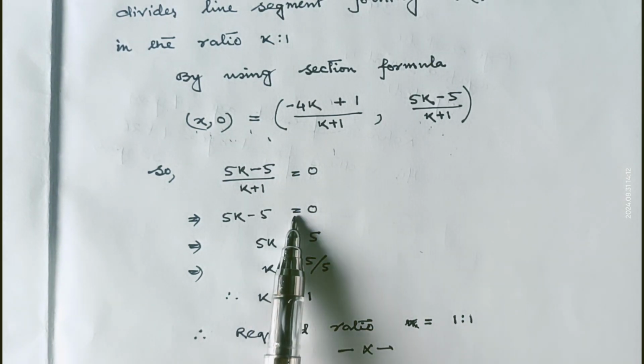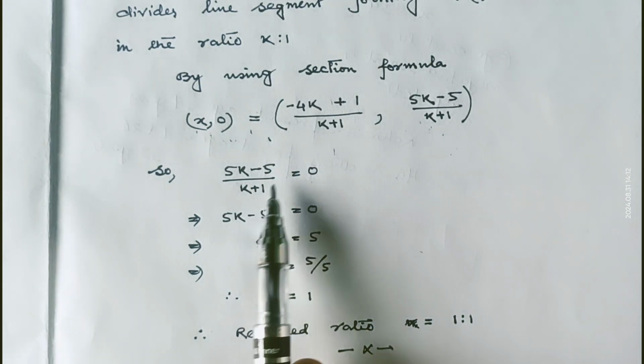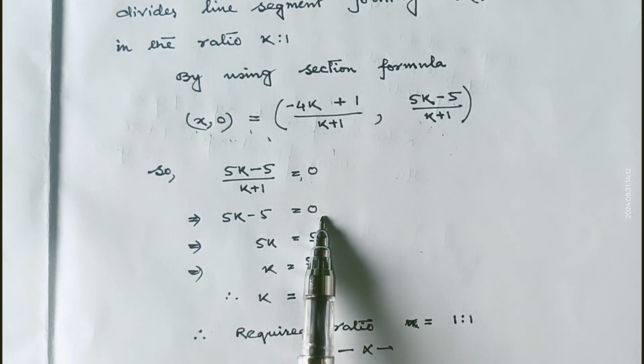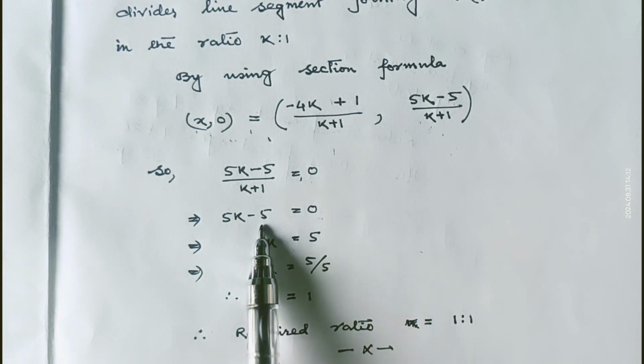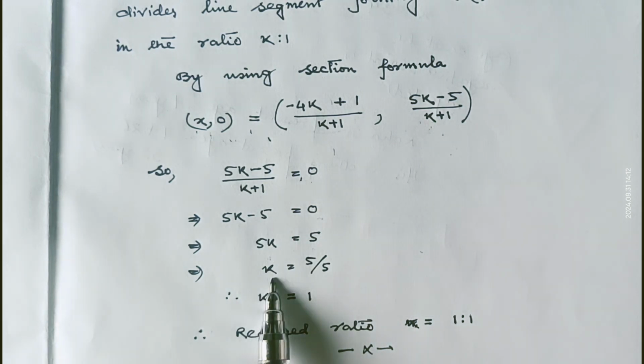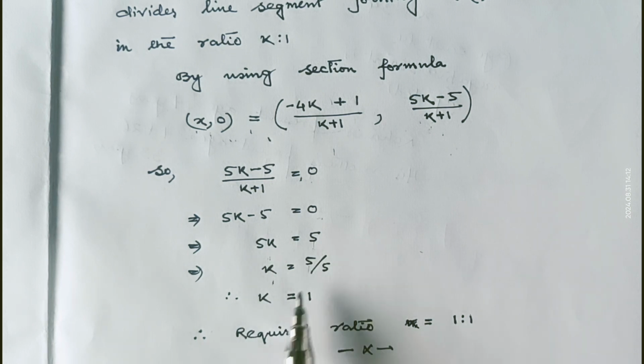5k minus 5 equals 0 into (k plus 1). If I cross multiply, it will become 0. So 5k equals minus 5 becomes plus 5. So k equals 5 divided by 5. So k equals 1. Therefore, the required ratio is 1:1.